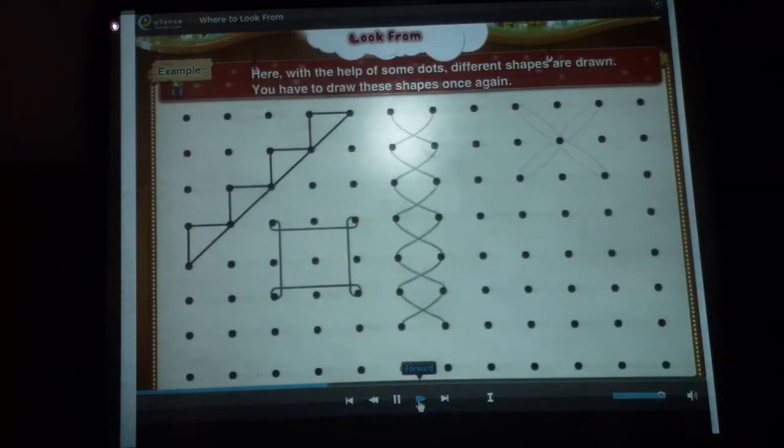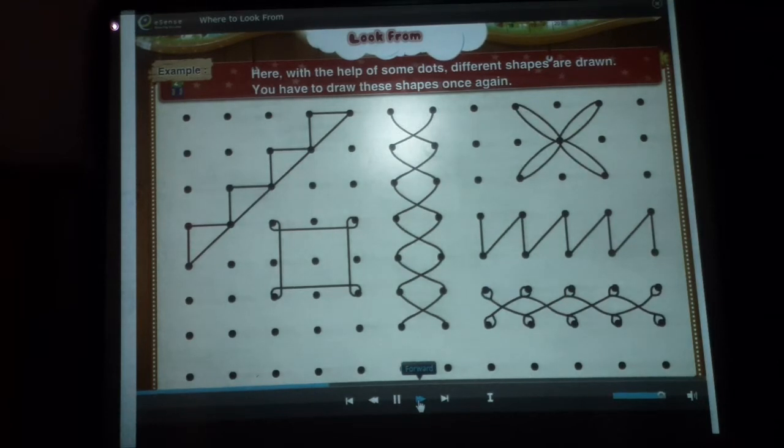Example. Here, with the help of some dots, different shapes are drawn. You have to draw these shapes once again.